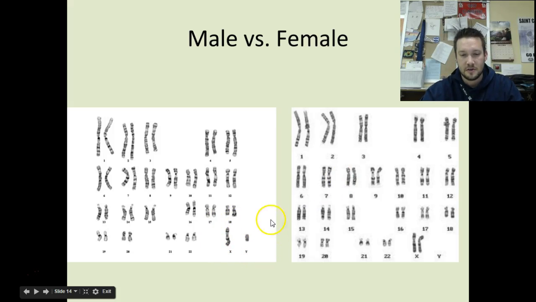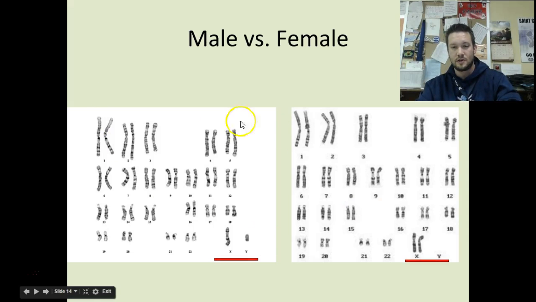And then down here, you'll see that men have an X and a Y. So that means they got an X from mom, but dad gave them a Y, and that's how gender is decided in sexual reproducers. The female always gives an X, and then the male has a 50-50 chance, since he's got an X and a Y anyway, of giving an X or a Y chromosome. If an X, you'll end up with a baby girl, and if it's a Y, you'll end up with a baby boy.